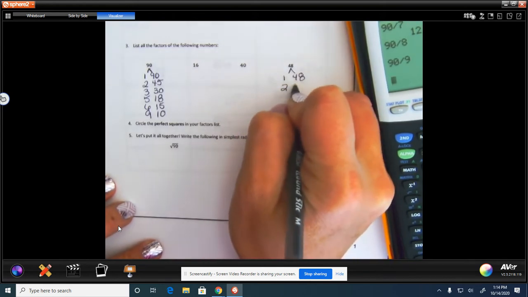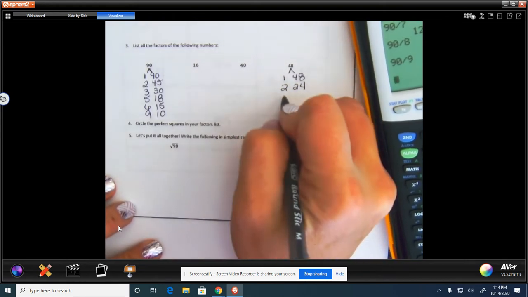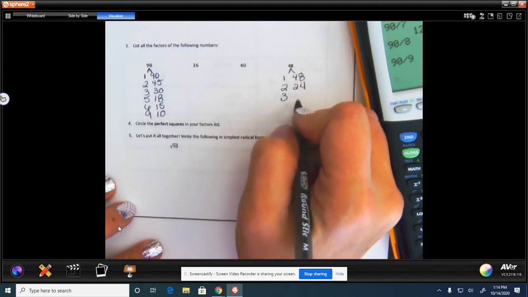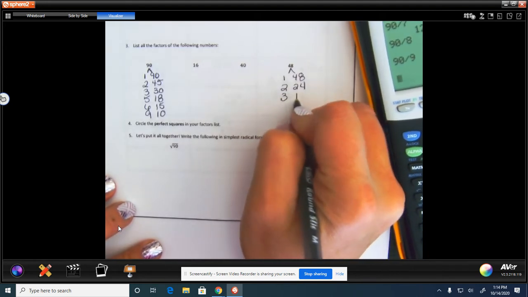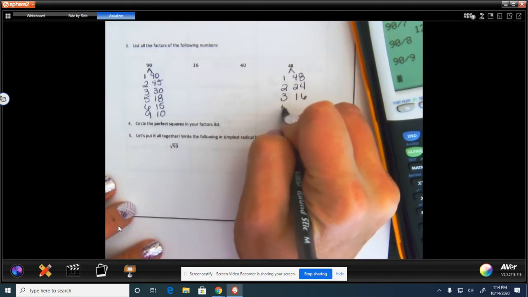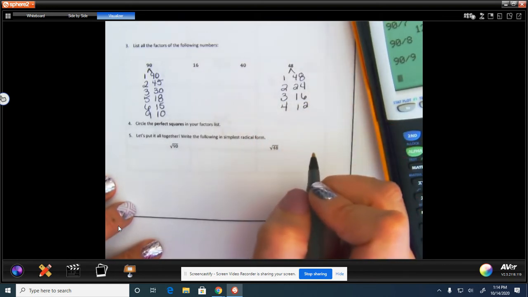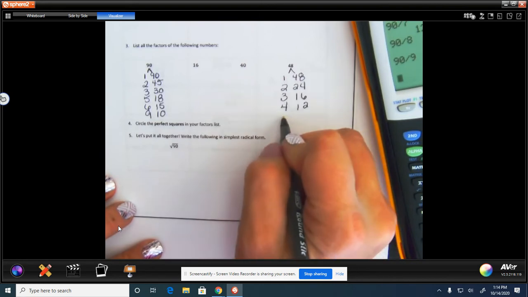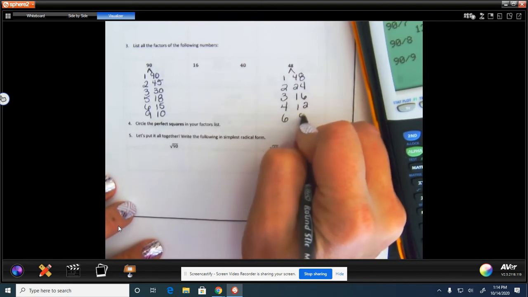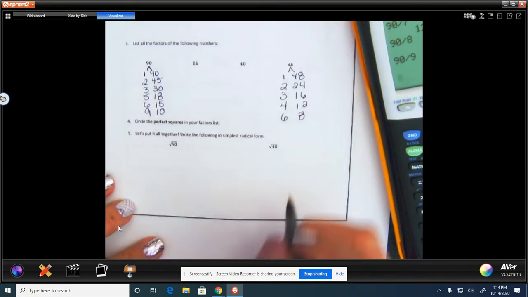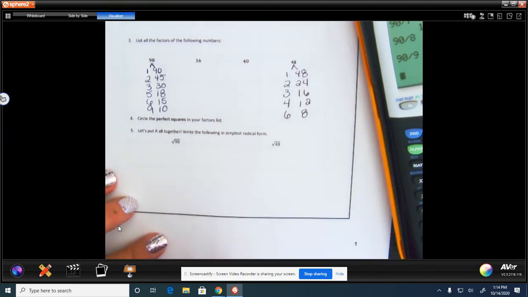48 divided by 2 is 24. 48 divided by 3 is 16. 48 divided by 4 is 12. 5 does not work out evenly. 6 and 8. 48 divided by 7, that would give me a decimal, and I've already used 8, so I'm complete with listing my factors.